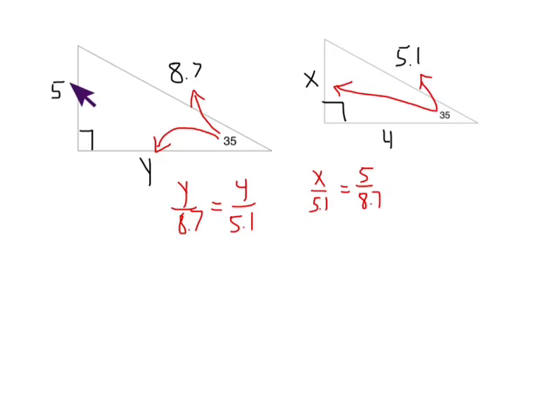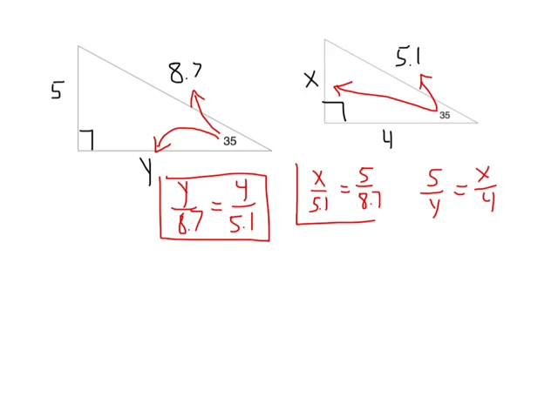We could do another ratio if we wanted to. We could take this 5, which is on the opposite side, over the y from the left-hand triangle, and that would have to be equal to whatever x is over 4. Now, right now we don't care about finding these, but notice all three of these should be true ratios.